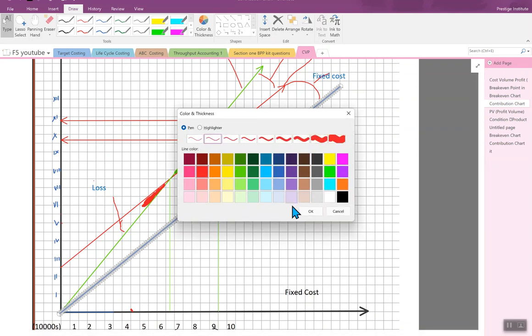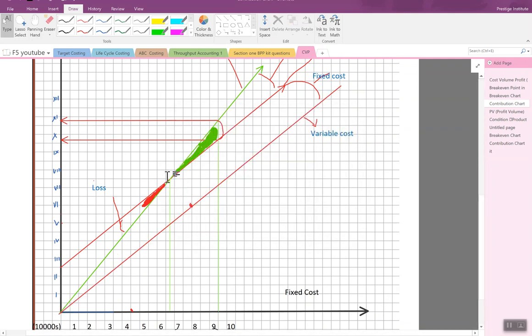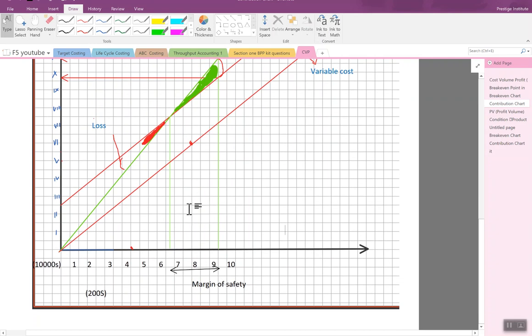This is the only difference. Now the break-even point is the same, margin of safety is the same, profit is the same, loss is the same. The only difference is the variable cost comes to the bottom, and fixed cost goes to the top. Now this gives us information that the previous chart didn't give us. It gives us information about contribution.